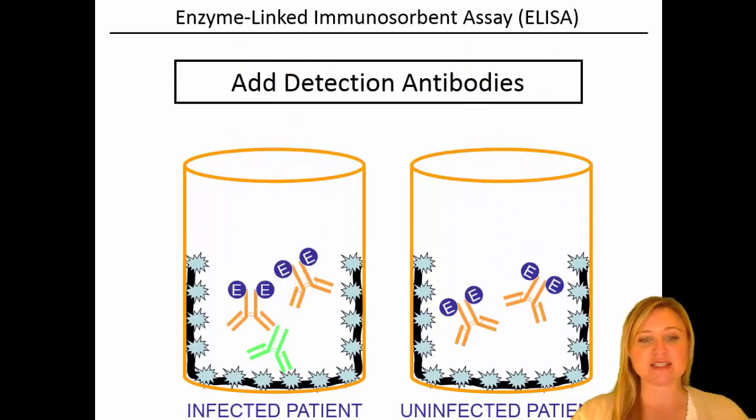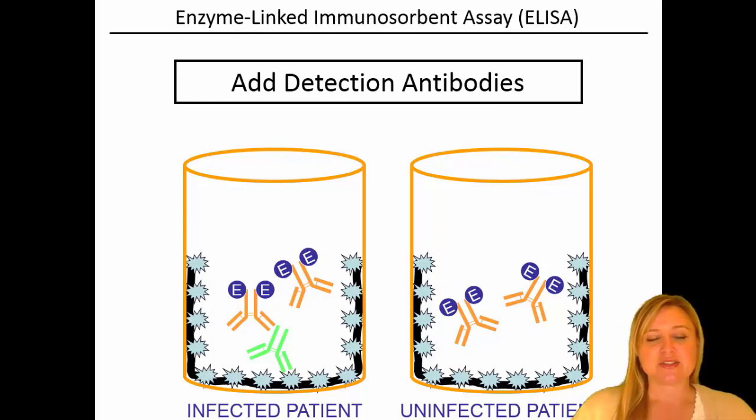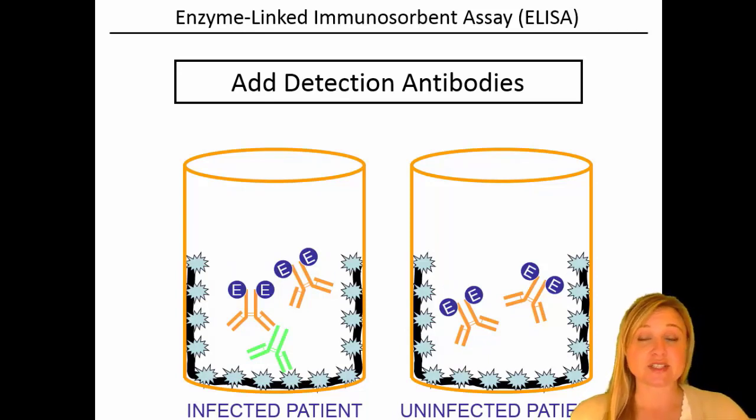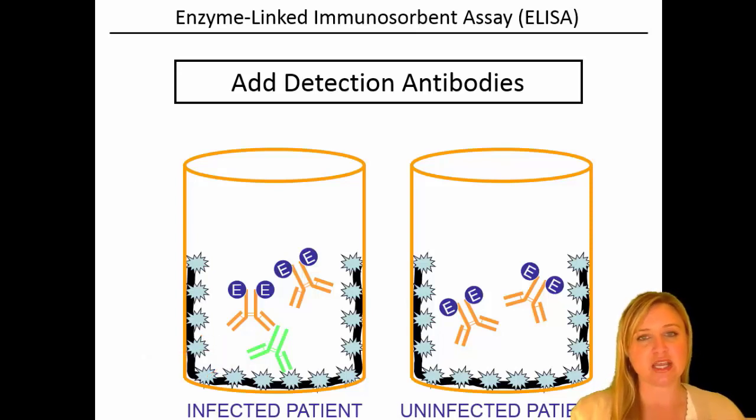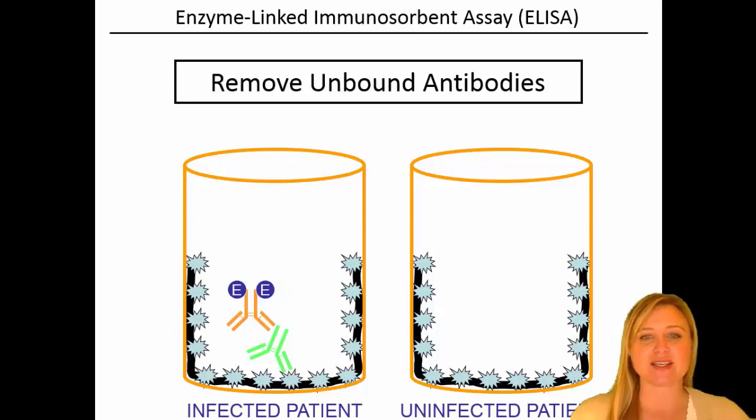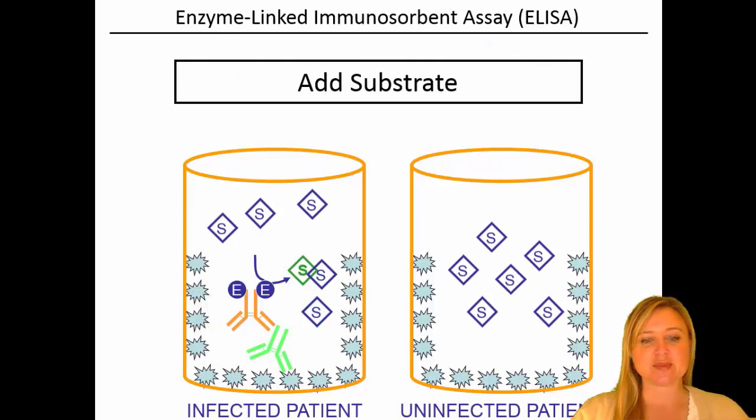Now remember, the next step is going to be to add in that detection antibody. And the detection antibody is linked to an enzyme, enzyme-linked. So the detection antibody recognizes the Fc portion of human antibodies. So if there is a human antibody in the well, it's going to bind to it. You can see there's nothing in the uninfected patient well for those enzyme-linked antibodies to bind to. But in the infected patient well, because there are antibodies bound there that recognize the HIV antigen, the enzyme-linked detection antibody binds to that human patient antibody. Now we rinse out the well, and we can see that that detection antibody has remained behind in the well of that infected patient.